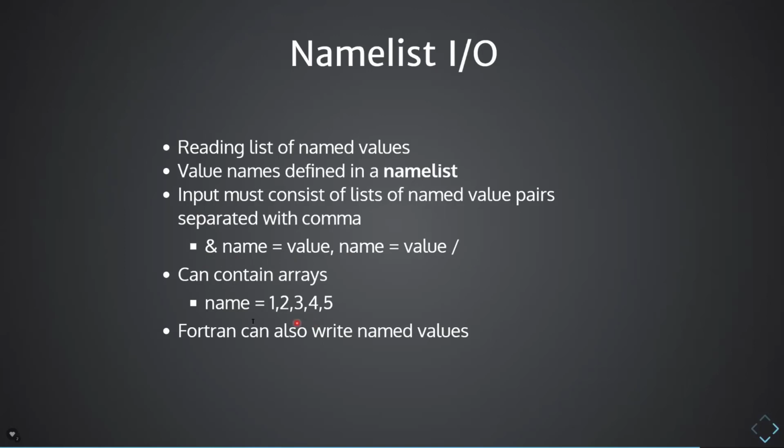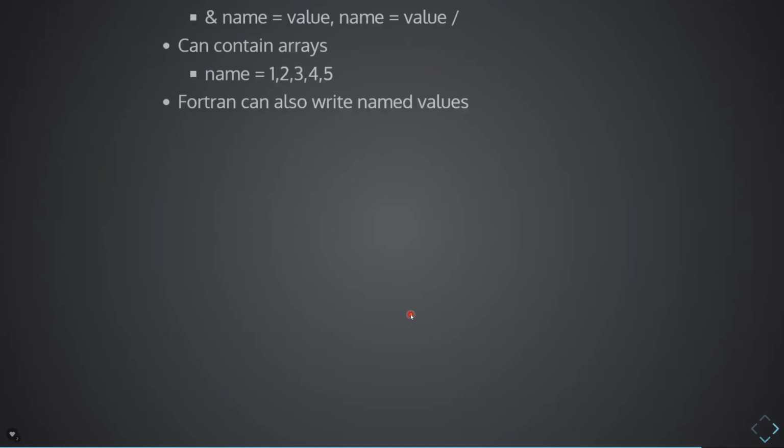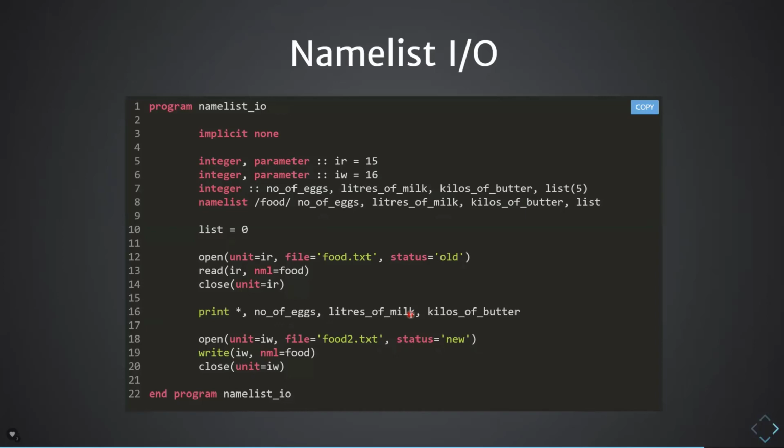It can contain arrays as well. And if you write to a namelist, it will recreate these name-value pairs automatically for you. So here I have a file, a namelist. It's called food, and it just defines the names that I want to use in my file. In this case, I use the same variable names in the namelist, and those will refer to the actual variables here as well.